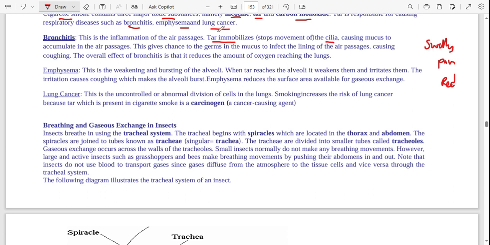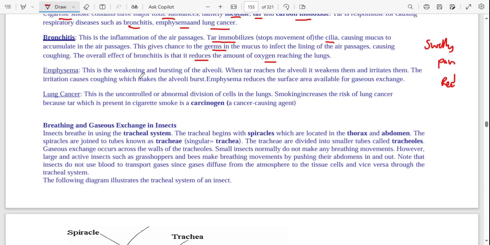But then tar, which is found in smoke, will make cilia stop working, and that will cause mucus to increase in the passage of air, and that will give a chance to germs which are found in the mucus to infect the lining of the air passage, and that causes things like coughing. So that is one thing that you see in people with bronchitis. And the overall effect of bronchitis is that there's going to be a reduced amount of oxygen reaching the lungs because you have got too much mucus that is blocking the air entering the lungs.